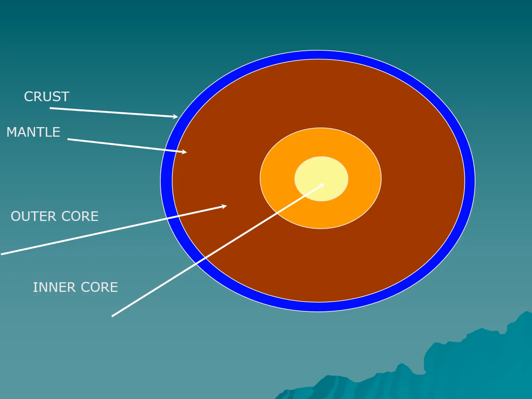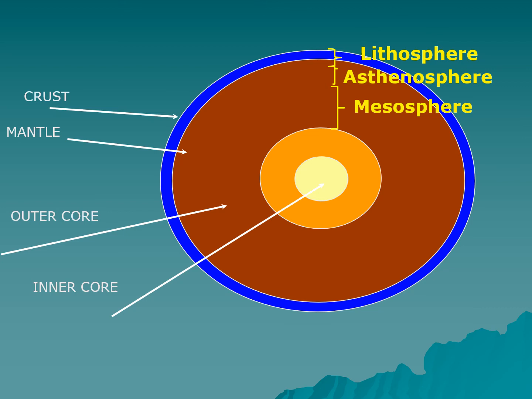So in review, the compositional layers are the crust, the mantle, and the core being divided into the outer core and the inner core. And the physical layers comprise the lithosphere, the asthenosphere, the mesosphere, and then the outer core and inner core.